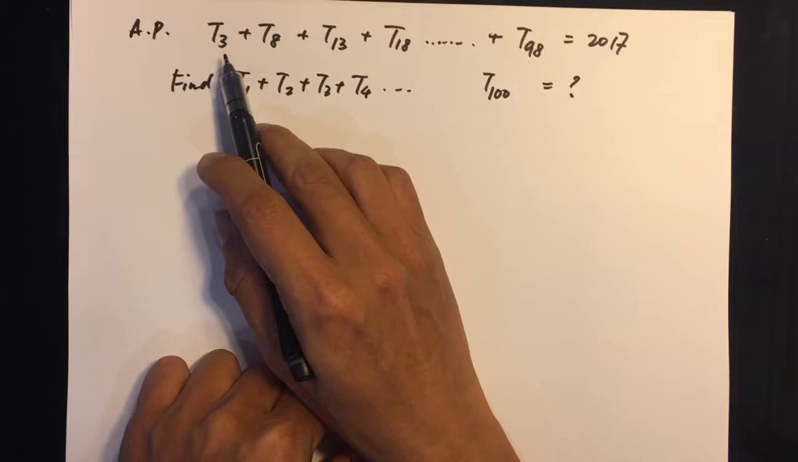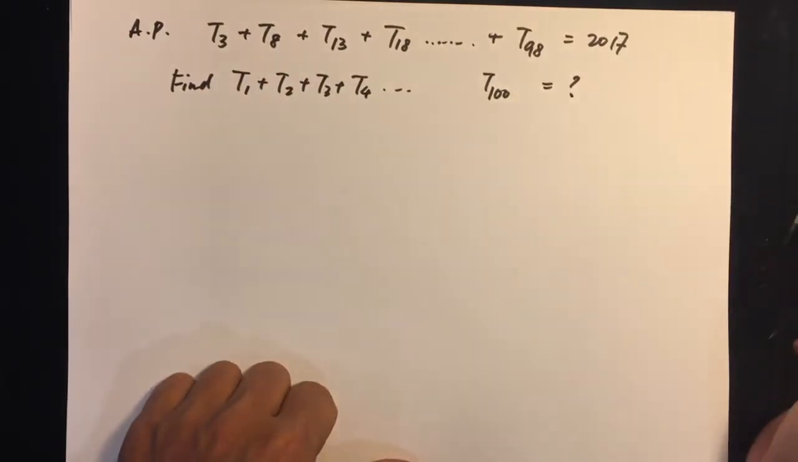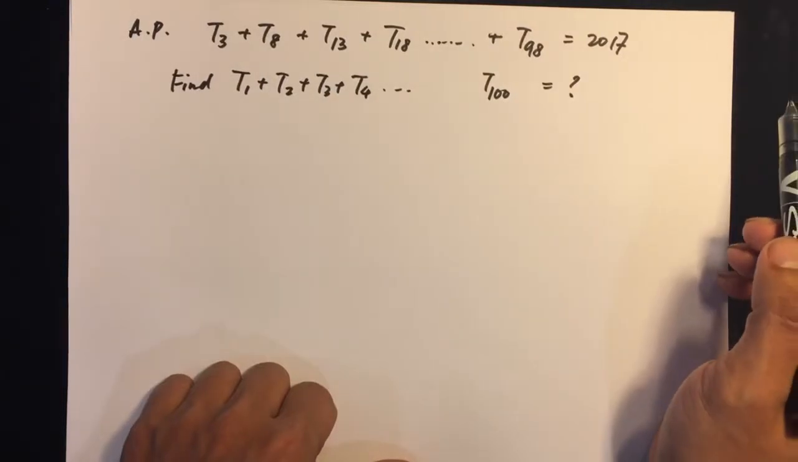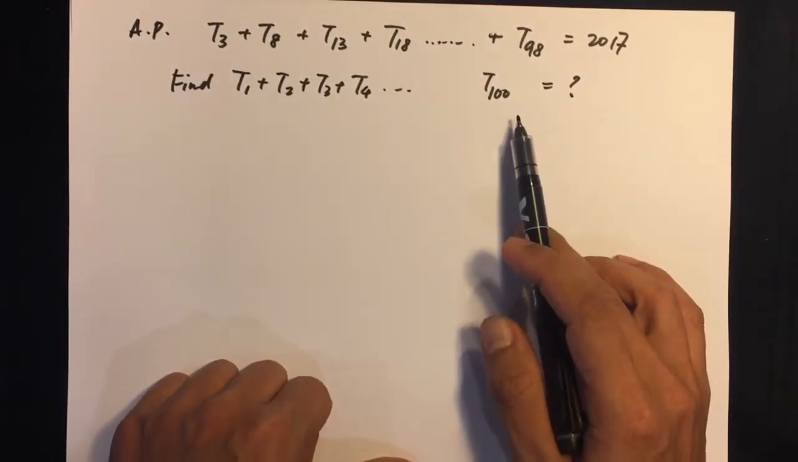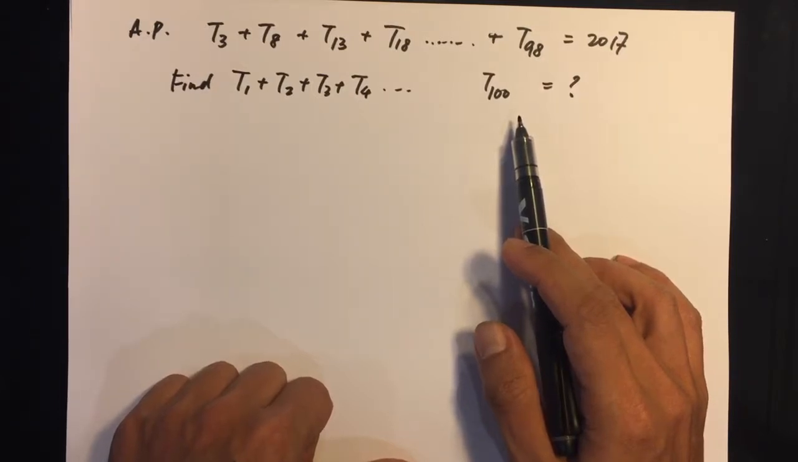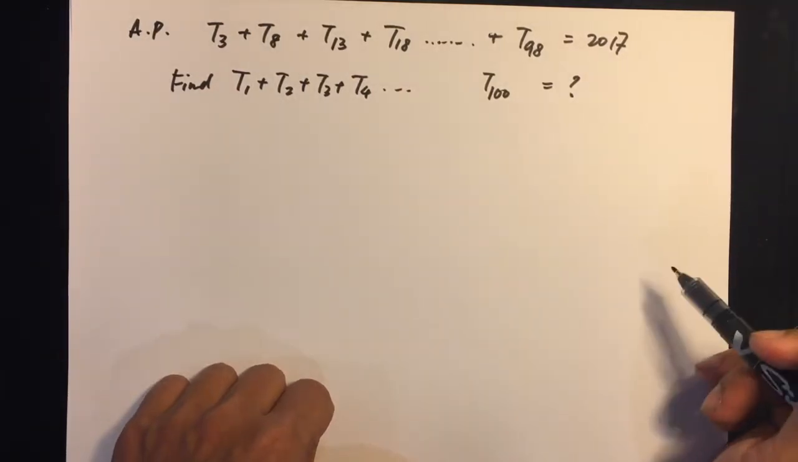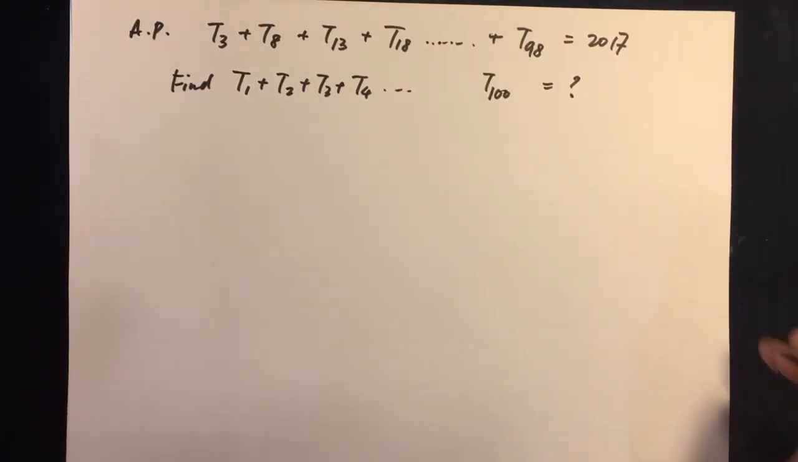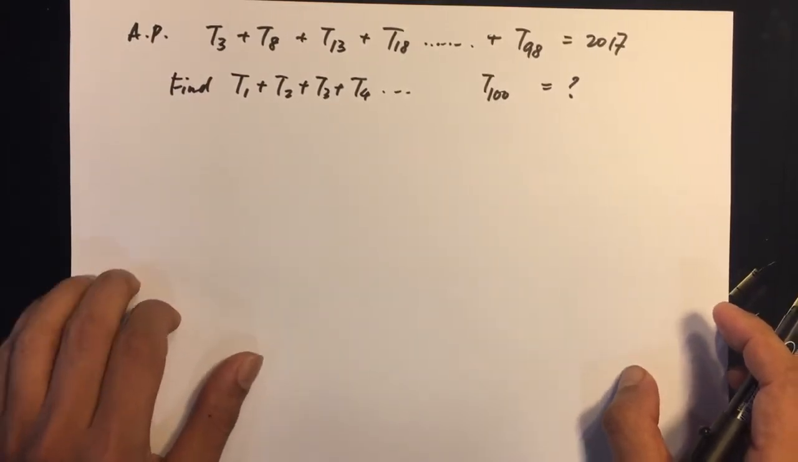As you can see, this is the third term, and obviously you skip 5 and you skip 5 and so on up to 98. What's the sum of all terms from 1 to 100? Have a think about it. Pause the video if you like, and we'll be back in 5 seconds to give you the answer. 5, 4, 3, 2, 1. Okay, welcome back. So this here's the question.